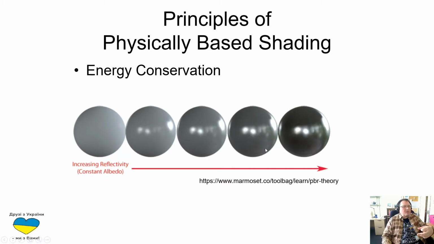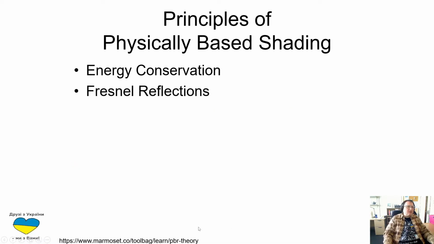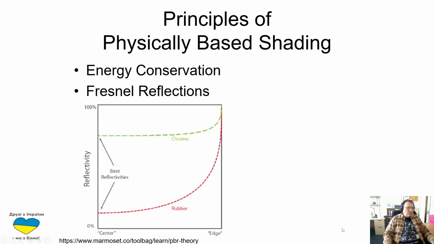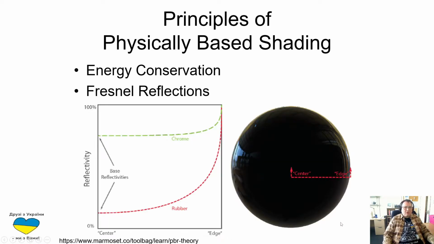So with increasing reflectivity, the background reflective color becomes darker. Another aspect of physically based shading are Fresnel reflections. Basically a simple theorem saying that every material will be most reflective at the place in which it is glancing from the view, so at the edge of this marble rather than the center.